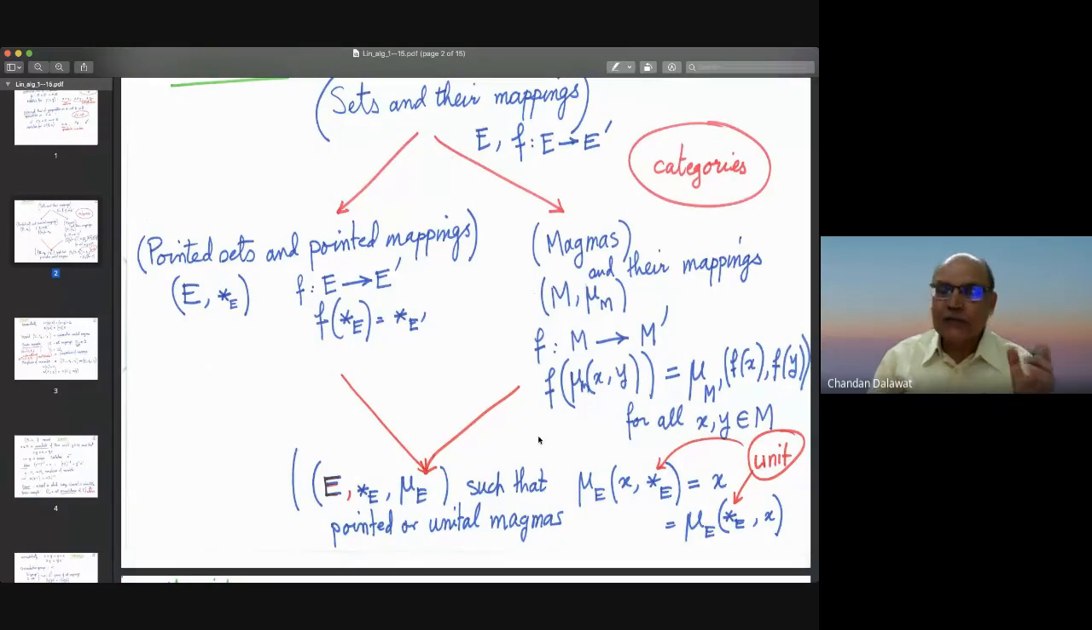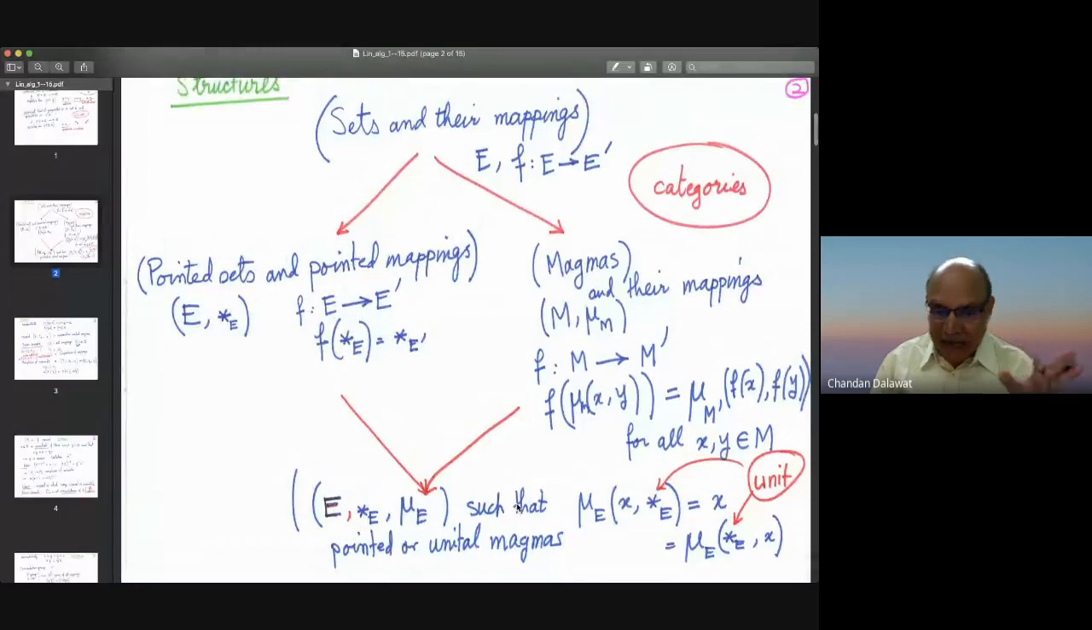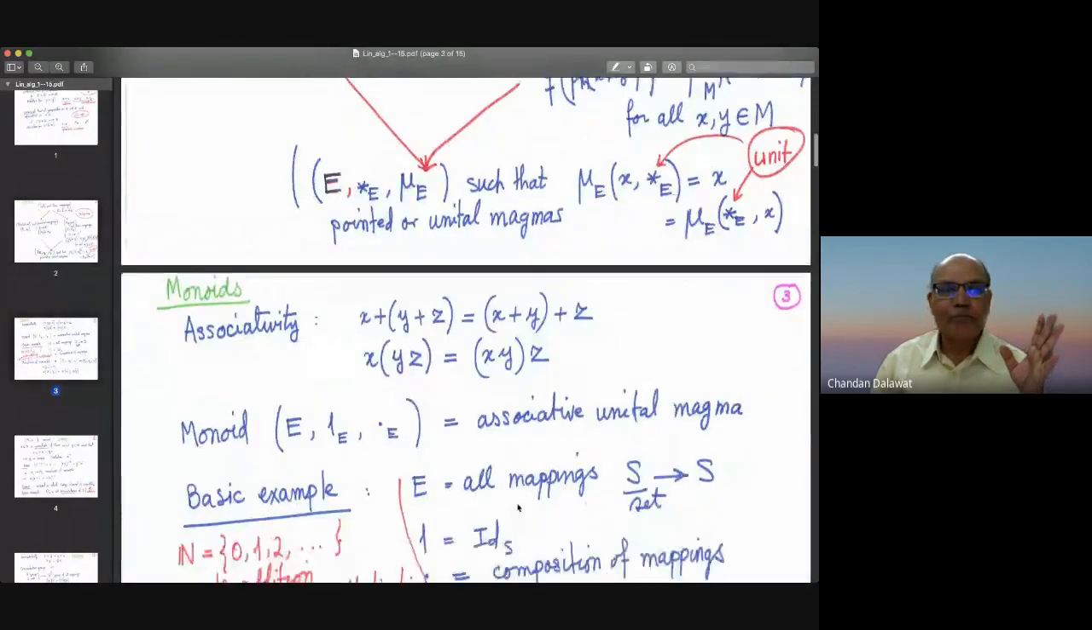Okay? So this is a very simple concept. You start with sets and their mappings. If you have a distinguished element in the set, then it's called a pointed set. If you have a law of composition on the set, it's called a magma. Now, when both these things are there, and they are compatible in this sense, the star is a neutral element for this law of composition, then what you have is a unital magma or a pointed magma. Okay?